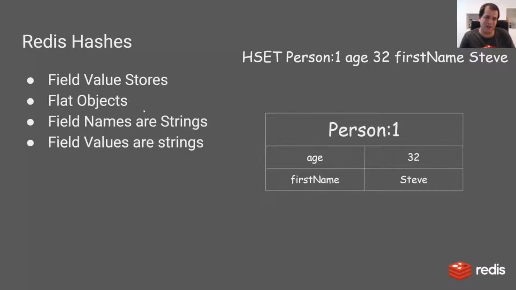Hashes are where we actually get into things that are a little bit more complicated than just flat strings. You can actually start to store objects in Redis with hashes. So a hash is basically like a dictionary. It's like a flat key value store of Redis strings. So you basically add to a key, person:1 in this case, I'd add an age of 32 and a first name, which is Steve. And then this person lives in Redis now as a person object almost, with an age of 32 and a first name of Steve.